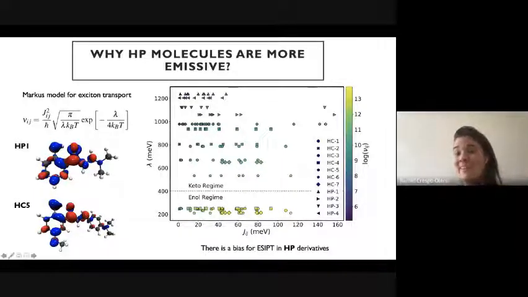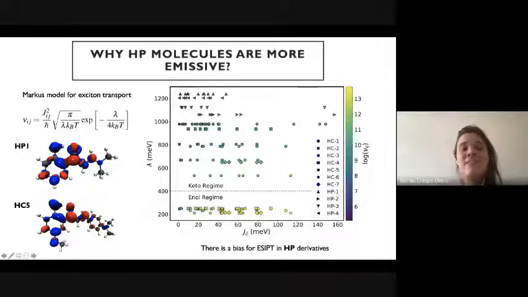When you compare the exciton couplings and the reorganization energies of these HC systems, you will see that they are more or less of the same order, in terms of the barriers that you have, such that exciton transport is possible.